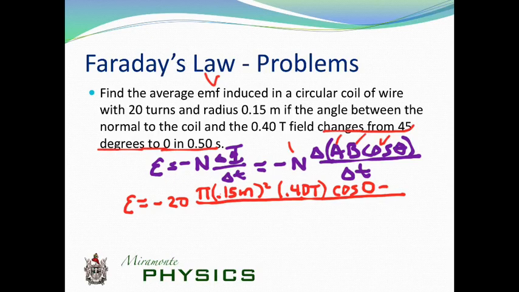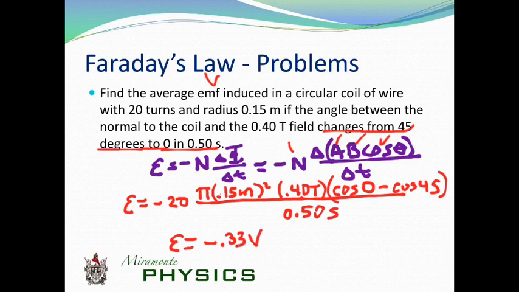So since it changes from 45 degrees to 0, we want to go final, which is the cosine of 0 degrees, minus the cosine of 45. Take all of that and divide by the amount of time, 0.5 seconds. So hopefully you have a calculator and you can evaluate that and verify that you should get that the EMF is negative 0.33 volts. Okay.